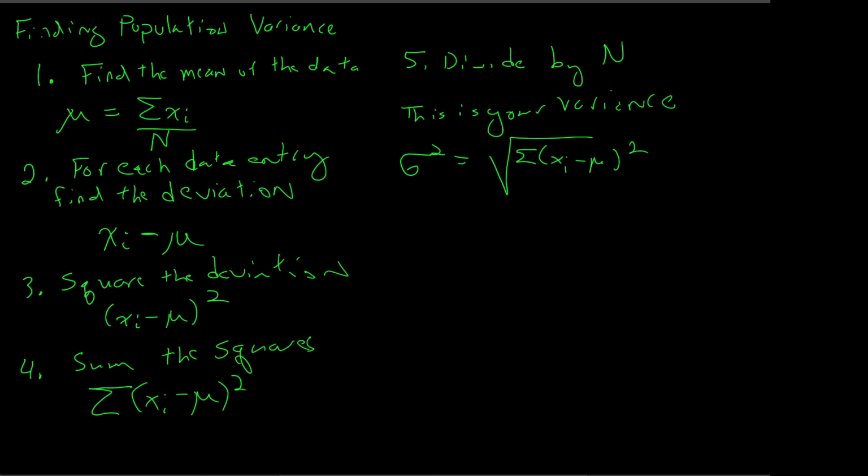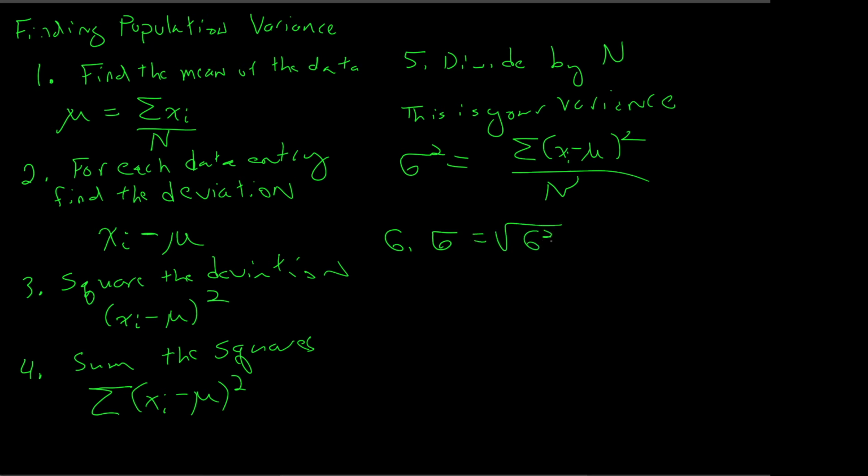Whoops, not a square root. Square root's the standard deviation. My apologies. And the variance is the sum of all the deviations squared divided by the number of data elements. And to find the population standard deviation, take the square root of the variance, which is the square root of everything we calculated before.